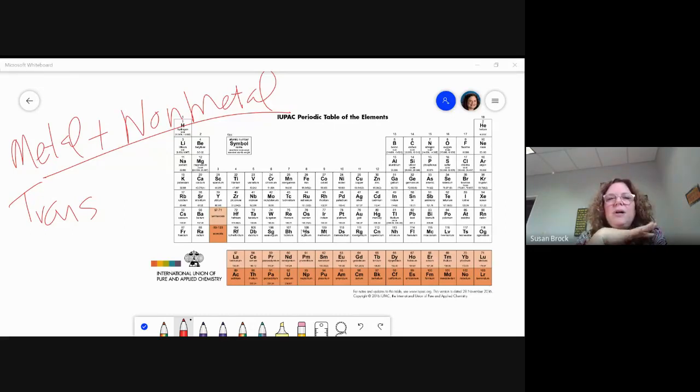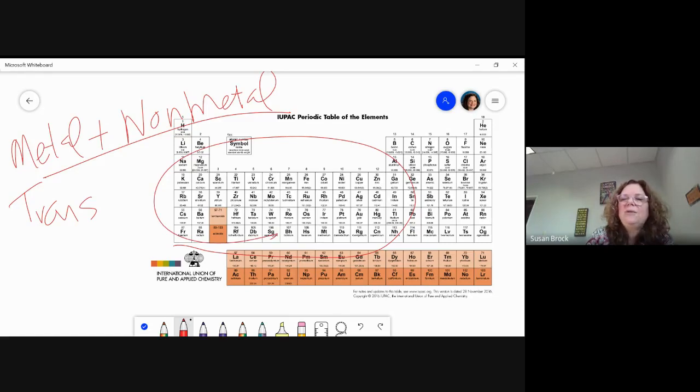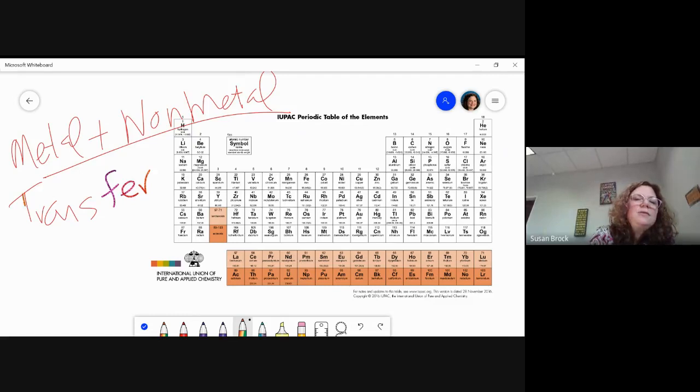All right. So ionic bonding happens when there's a metal and a nonmetal. So that means we have an element on this side of the periodic table because those are metals, and then we have an element from this side of the periodic table because that's nonmetals. And so when metals and nonmetals get together, they transfer electrons. And that's what happens in ionic bonds, transfer of electrons.